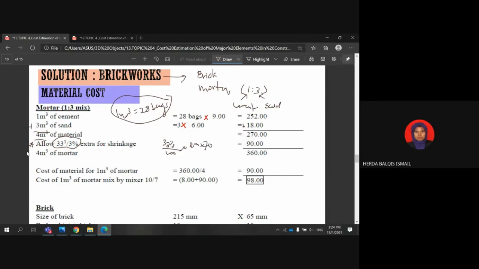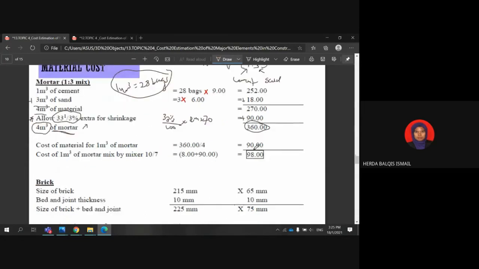Thus for 4 cubic meters of mortar after you consider the shrinkage, you will get 360 ringgit. So you total up 270 plus 90 ringgit. This is the price for the 4 cubic meters of material. In order to calculate the price per cubic meter of the mortar, you divide 360 ringgit by 4 cubic meters. So you will get the price of a cubic meter as 90 ringgit.